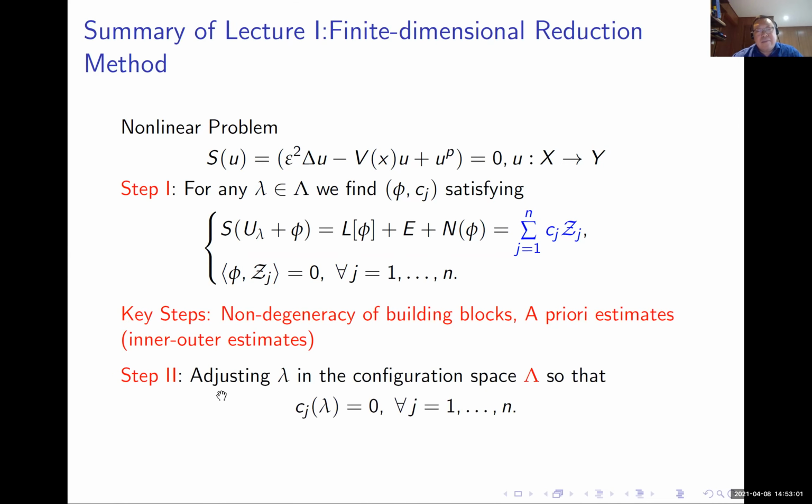In the second step, we adjust the parameter lambda. We have a parameter lambda here in this configuration space, so that all the Lagrange multipliers equal 0. There are two methods I introduced last time. One is the direct method: just directly compute what is C lambda, and show that you have a stable critical point or something. Or use a variational reduction, if your problem has a variational structure.